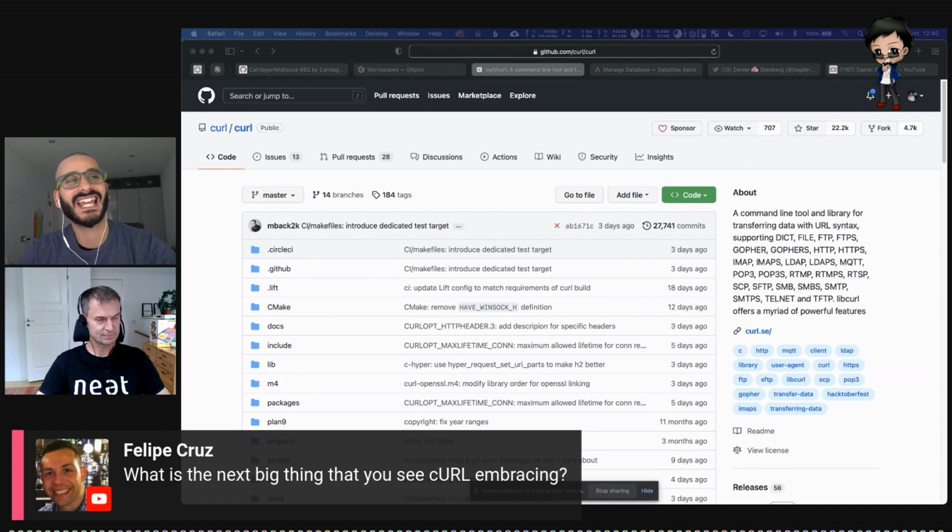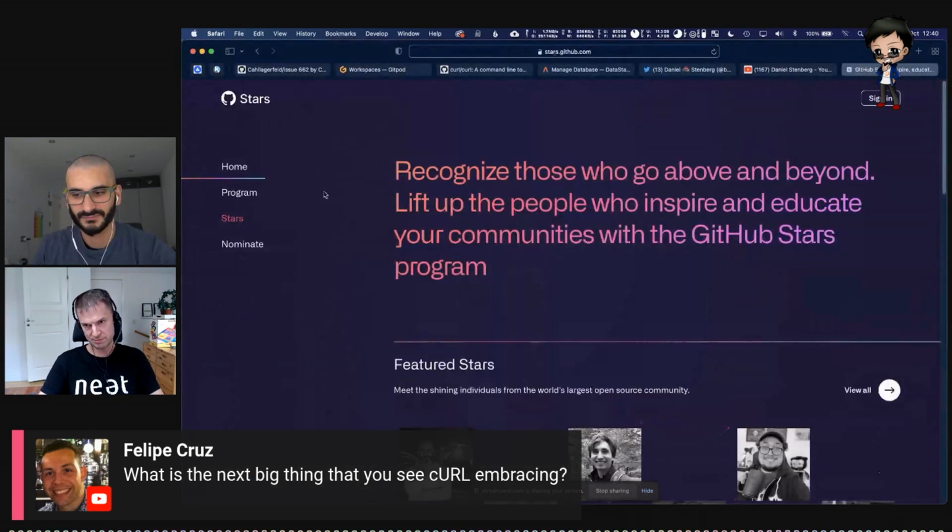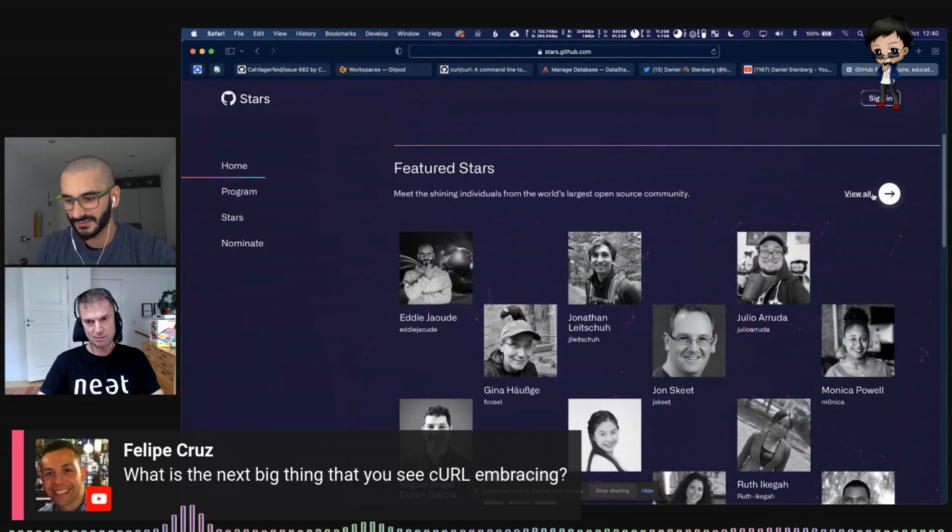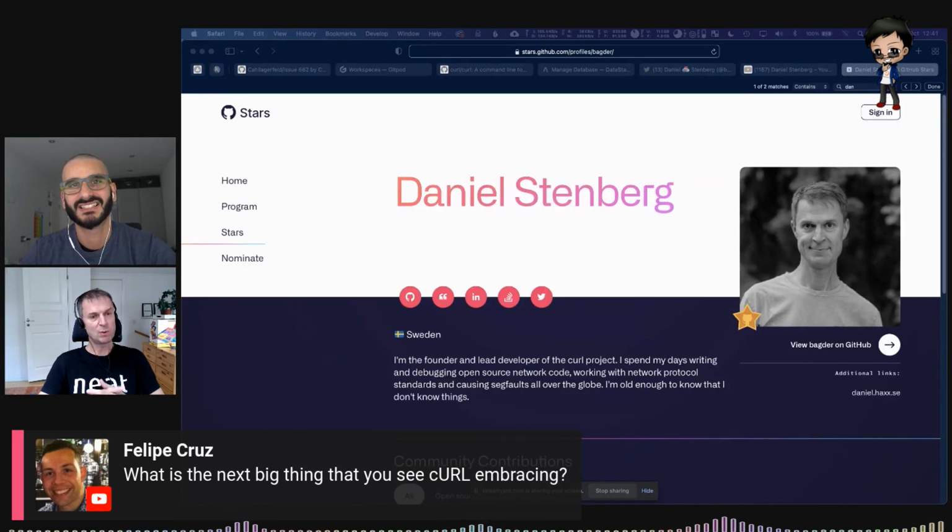What is the next big thing that you see curl embracing? The next big thing that we already are embracing, that it's not quite there yet, is HTTP/3 support, which is there, but it's not complete. And then we're discussing a possibility of supporting WebSockets going forward. And if we do that, that's a pretty big chunk of things to take care of.